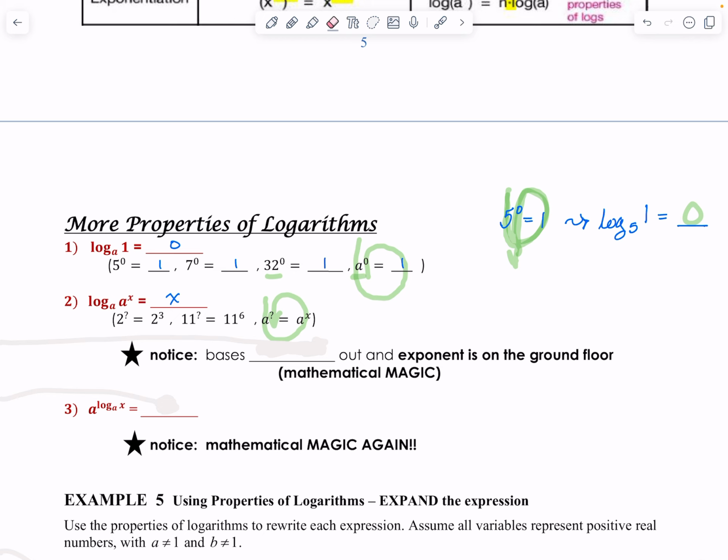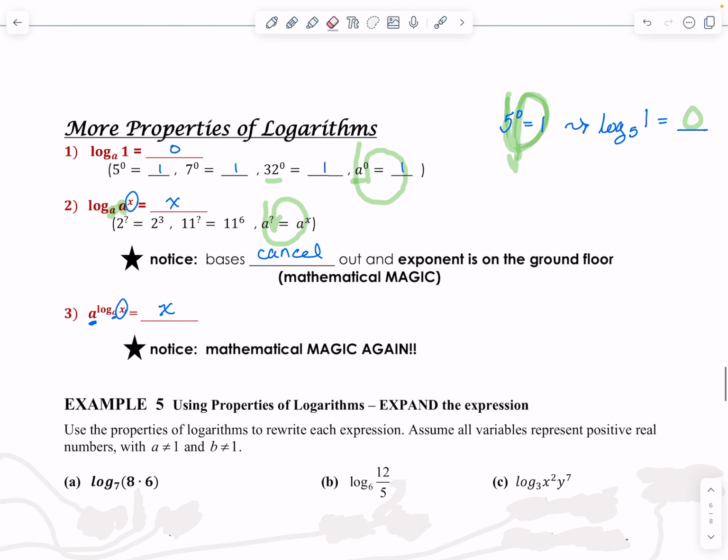So notice something pretty cool. Those bases essentially cancel each other out. So here is a base. There's the base of my log. Here is the base of my exponent. They're both called bases. When those guys are the same, they just cancel each other out, and this is your answer. Okay, and the same thing with number 3. This is the base of an exponent. Here is the base of the log. When they are the same, your answer is just going to be x. So I call that mathematical magic.